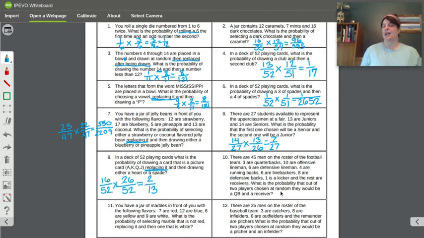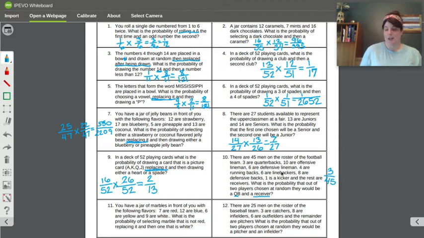So once again, we're going to pull out one and keep him out and get a second one and keep him out. So what's the probability with this first one that he'll be a quarterback? Well, there are 45 people on the team and 3 are quarterbacks. So that would be 3 out of 45. So now the second one, what's the probability that the second one will be a receiver?